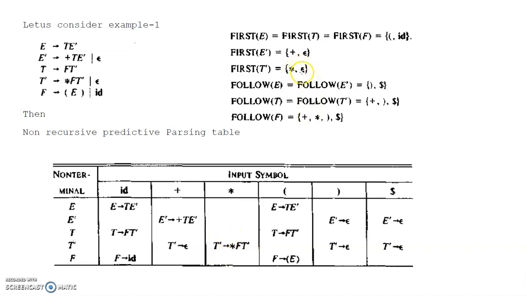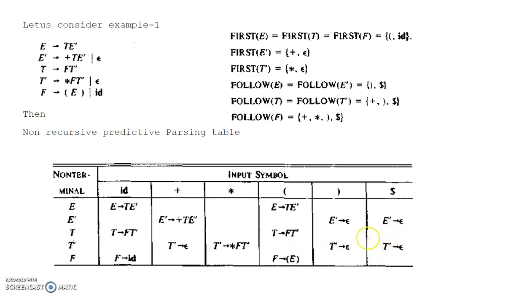Whenever the epsilon is available, then construct the follow of T dash. The follow of T dash contains plus, closed parenthesis, dollar. For plus, closed parenthesis and dollar, we have to add the production T dash tends to epsilon. T dash row and then plus column, that is nothing but T dash tends to epsilon, and the closed parenthesis, T dash row and then closed parenthesis column, we have to add T dash tends to epsilon, T dash row and then dollar, we have to add T dash tends to epsilon.